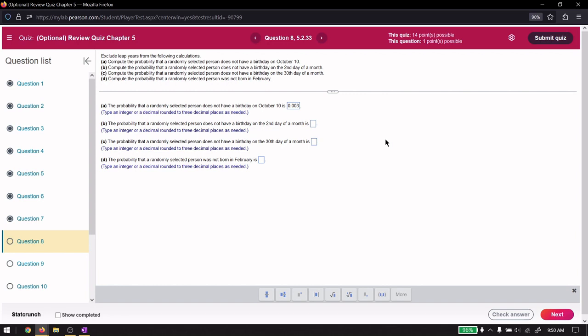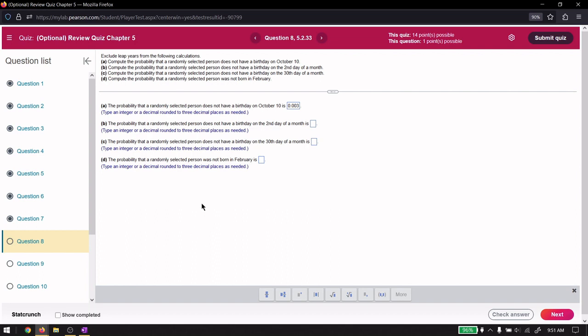So probably does not have a birthday on the second day of the month. So how many second days a month are there? There would be 12 of them, right? Because each month has a second day. So 12 out of 365. Those are what we don't want. So we're going to remove those from what we can have.